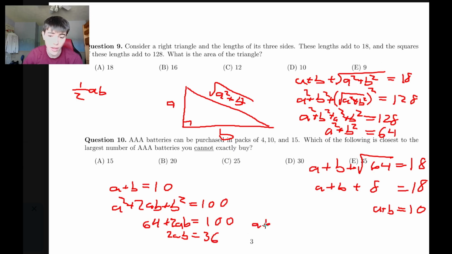So a plus b quantity squared gives a squared plus 2ab plus b squared equals 100, but we already have a squared plus b squared. That's 64, so we have 64 plus 2ab equals 100. So 2ab would be equal to 100 minus 64, which is 36. So ab over 2, which is what we're looking for, if you remember, is going to be 18 over 2, which is 9, not 18. It's 9. So, yeah, boom. The area of that triangle is 9.